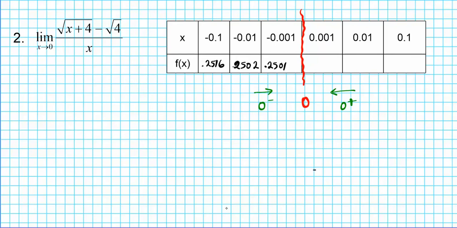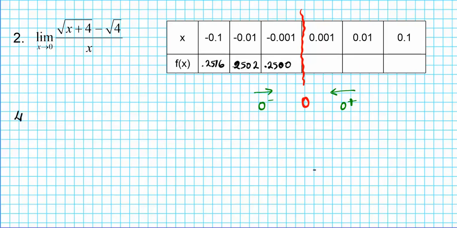0.2500201. Well, let me see. 0.002 is just 0.00 like that. All right, so can you see what this number is approaching? It's getting really, really close to 0.25, which is 1/4. That's from the left. Now let's go ahead and approach it from the right.